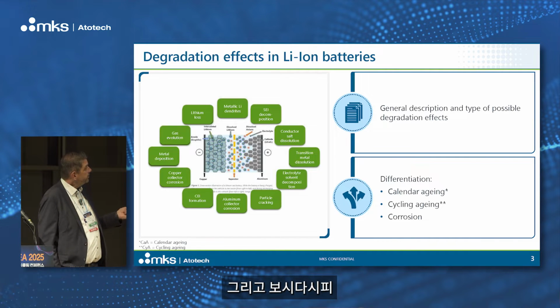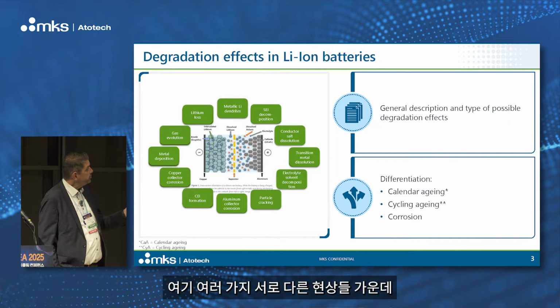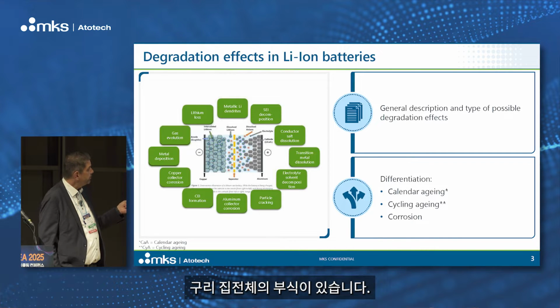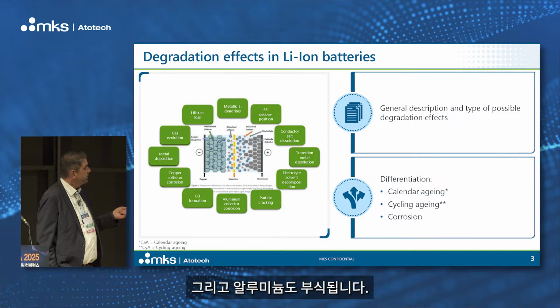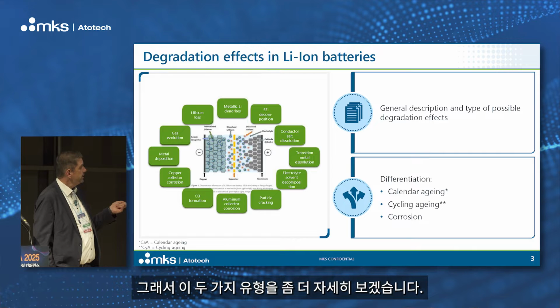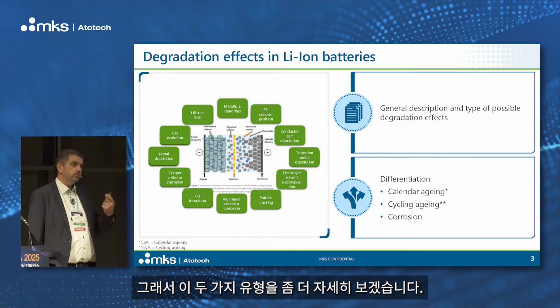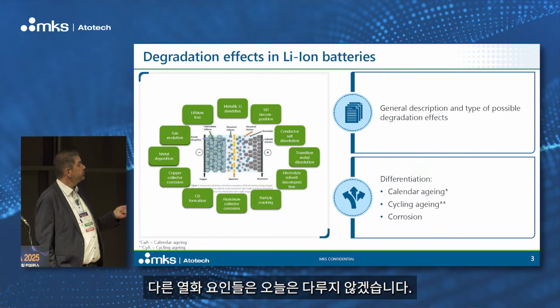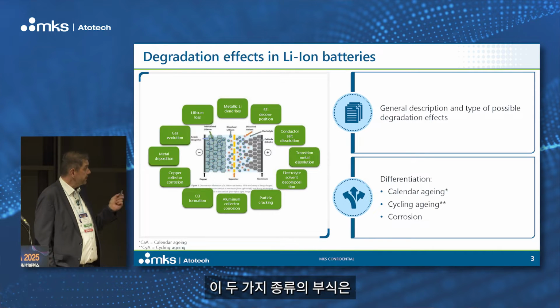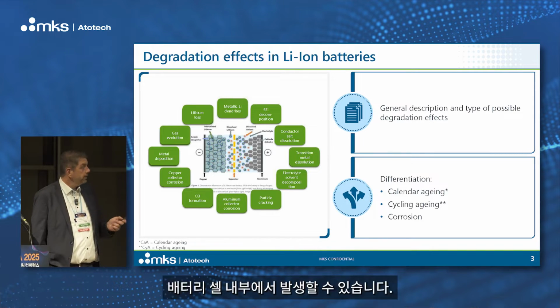And you see in this bunch of different effects, you see here copper current collector corrosion, and the aluminum is also corroding. So these two types, I will have a closer look at. The other degradation effects, I will not look into today. So these two types of corrosion can happen in a battery cell.